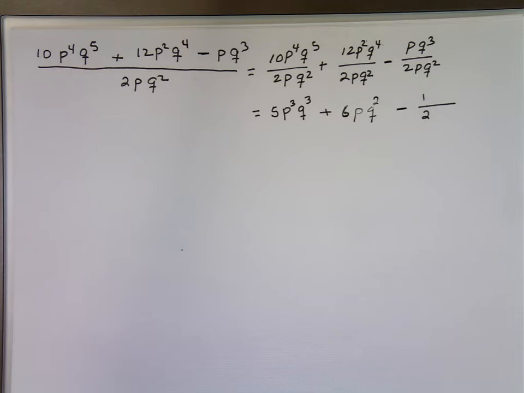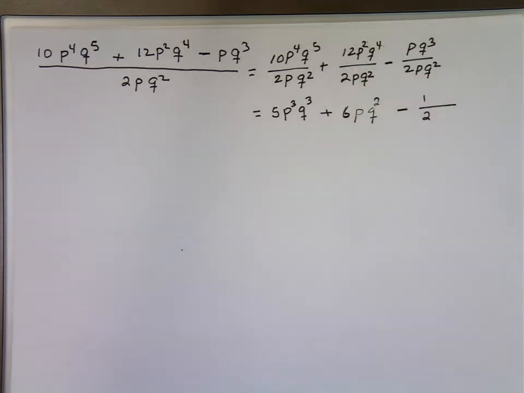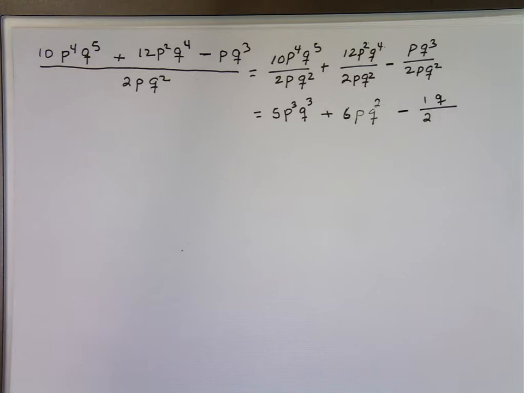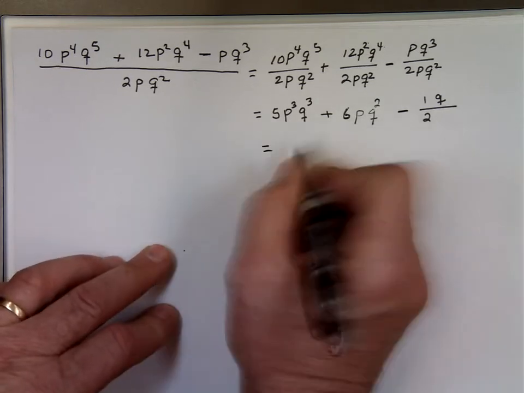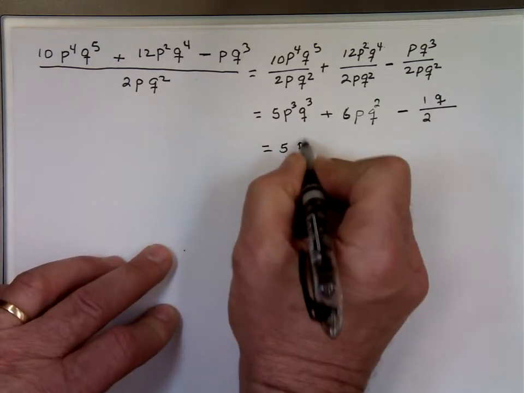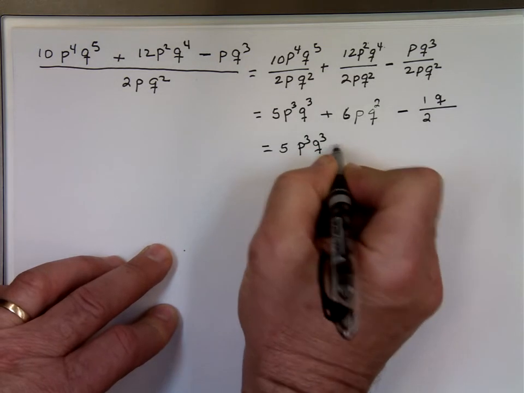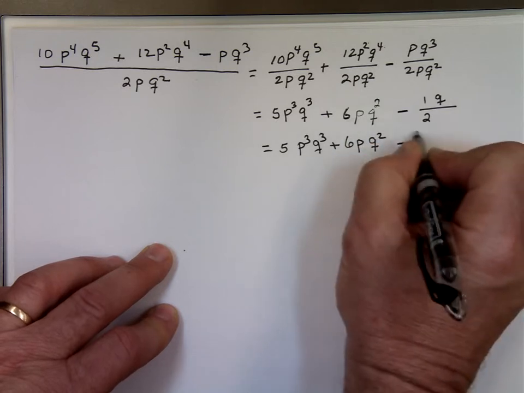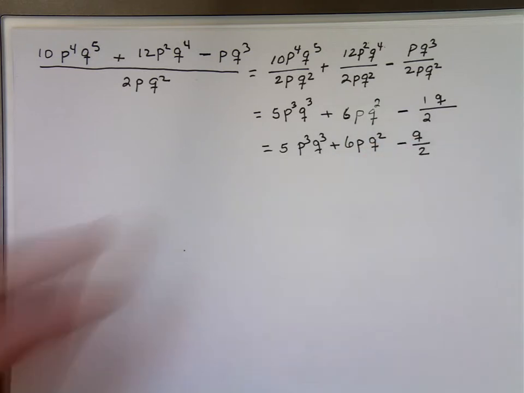And what happened to the P's? They cancel. What about the Q's? 1Q. Three minus two is one. And the way you need to write that, because if you write it like this, they'll mark it wrong. Q over two. You don't put the one. My math lab does not like the one there. So you have to write Q over 2.